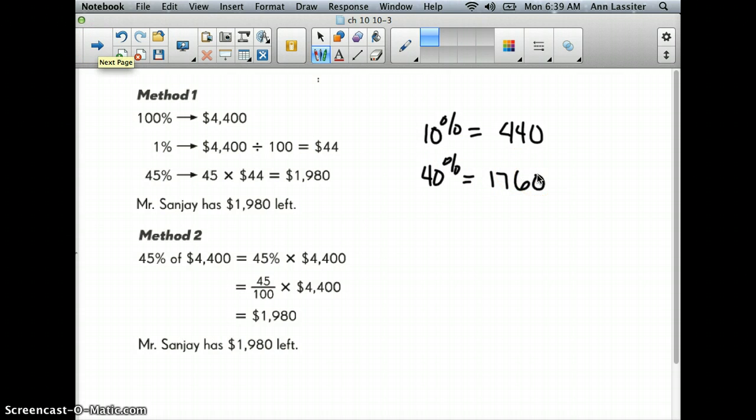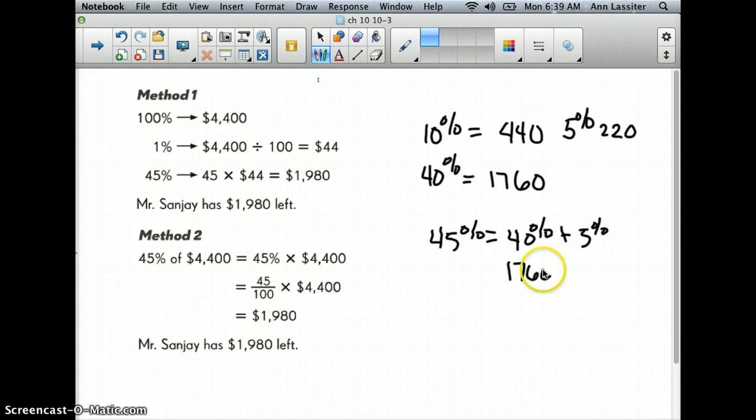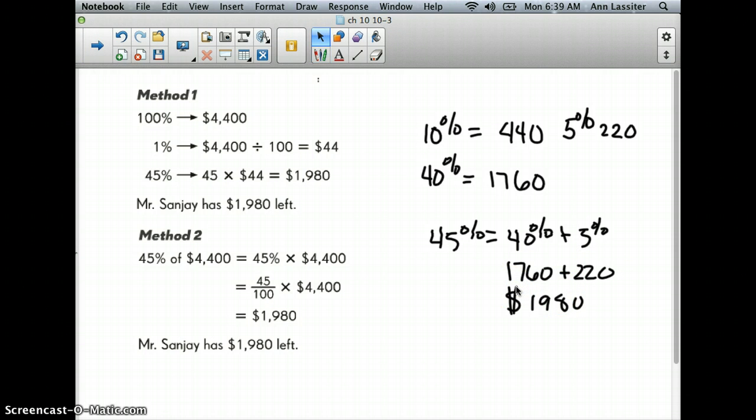1,760. And then, if I know 10%, I also know 5% because it's just half of 10%, so it's 220. So 45% would equal 40% plus 5%, which is 1,760 plus 220, which is 1,980, which is the answer they got when they did it the other two methods over here.